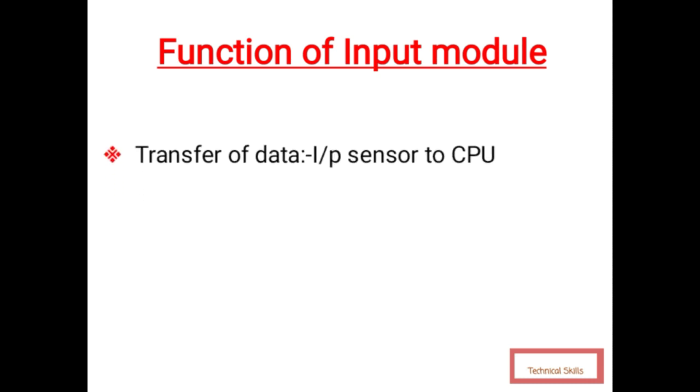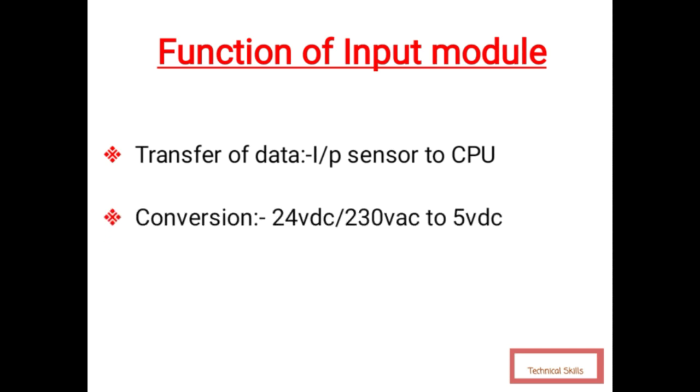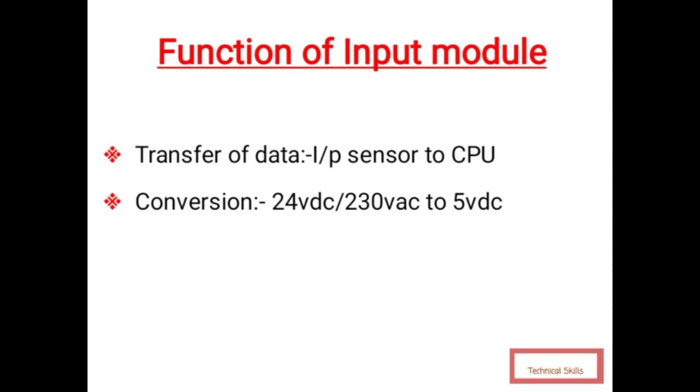Next is the function of input module. First is transfer of data from input sensors to the CPU. The input module transfers data from input sensors to the CPU. Second is conversion of 24 volt DC or 230 volt AC to 5 volt DC, because the CPU works on 5 volt DC and input sensors are working on 24 volt DC and 230 volt AC. So the input module converts it from 230 volt AC or 24 volt DC to 5 volt DC with the help of an optocoupler.